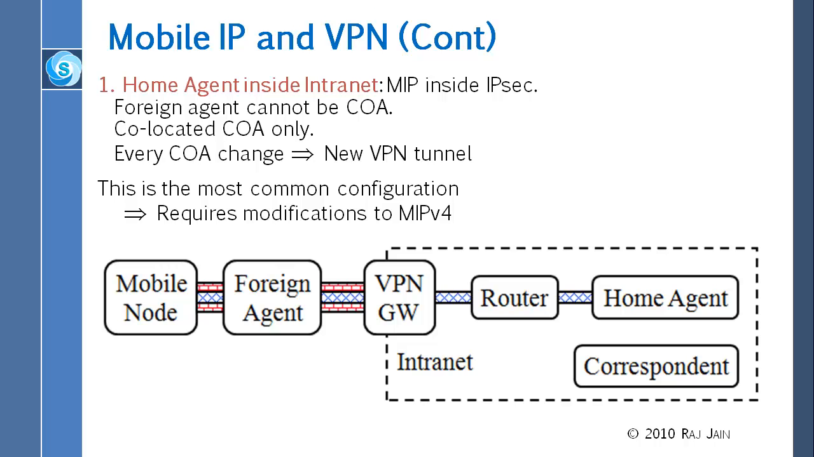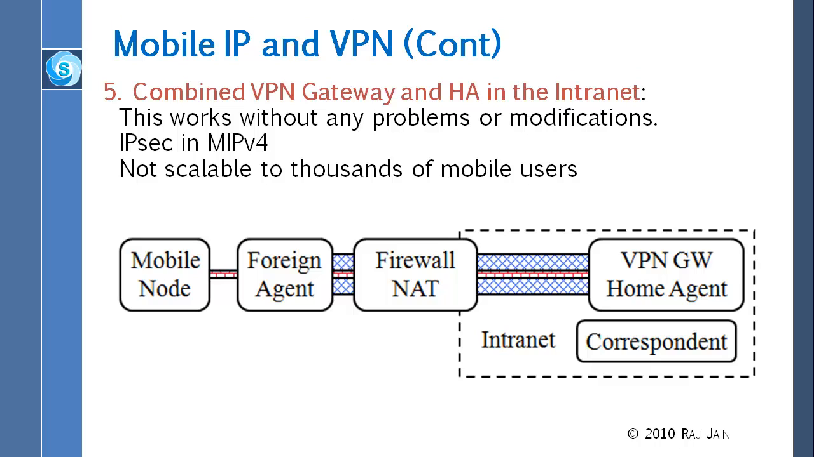Okay, let's see some other configuration. The fifth configuration is where the VPN gateway and the home agent are in the intranet, in the same box.